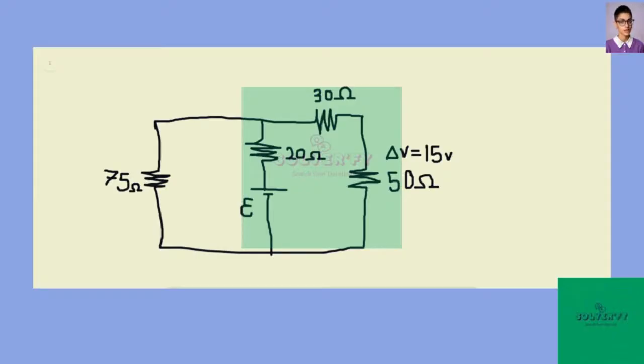So this circuit contains two loops, one on the right-hand side and one on the left-hand side. So let's draw some loops with some directions on there. I'm drawing these in red.